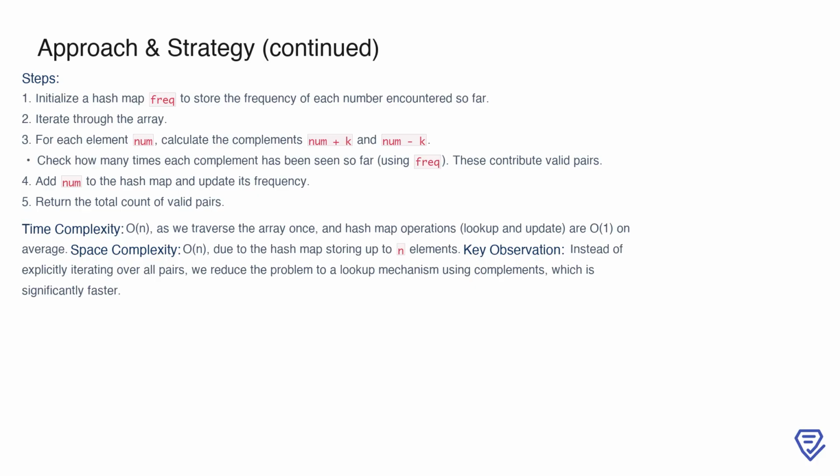This method is highly efficient with a time complexity of O(n), as it processes the array in a single pass, and hash map operations like lookup and update are O(1) on average.